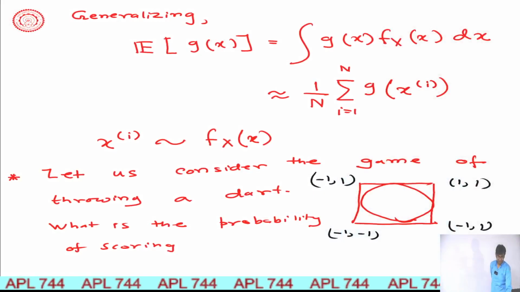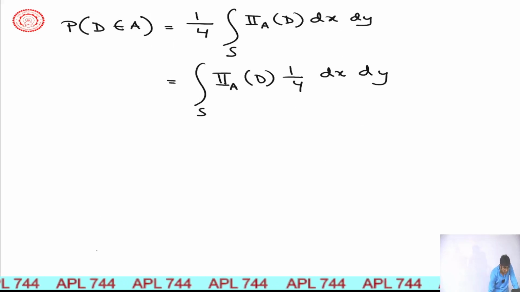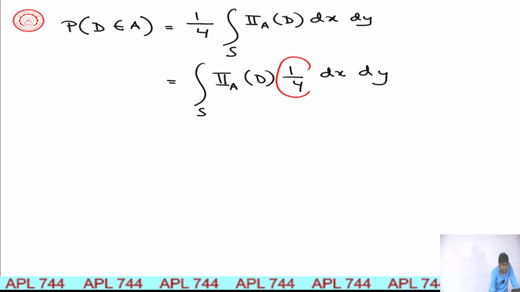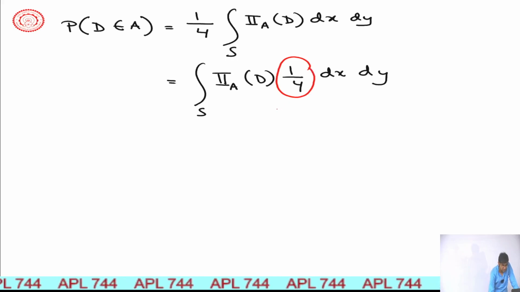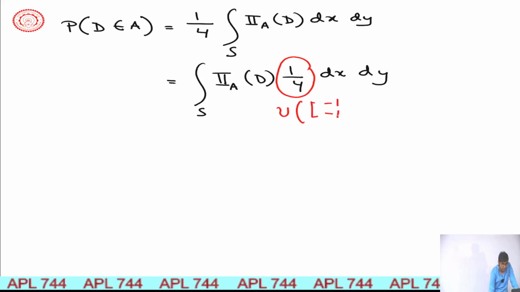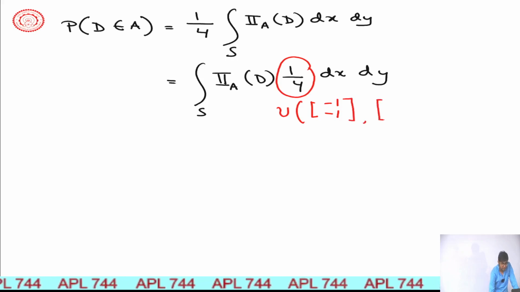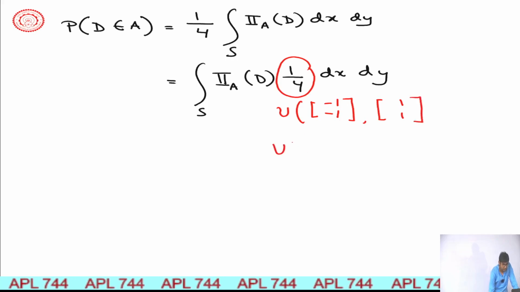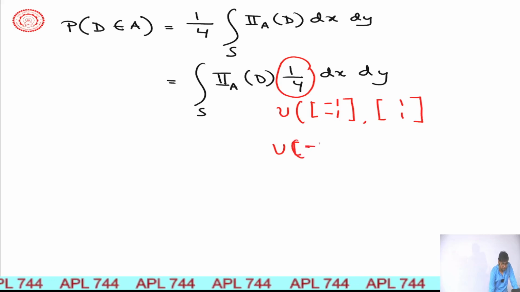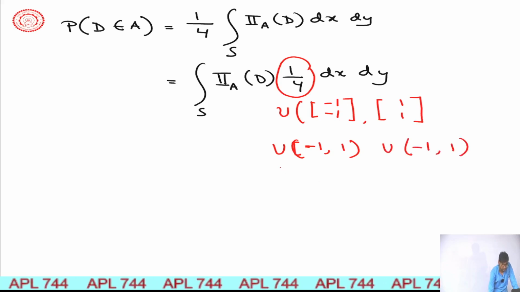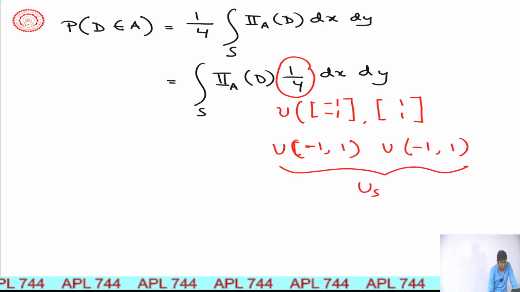So this that you see here is nothing but a multivariate uniform distribution, where the lower limit for both is -1 and the upper limit is 1, 1. Or you can think of it as U(-1,1) multiplied by U(-1,1), and I will call it U_S, which is the uniform distribution in the square. So S stands for square.